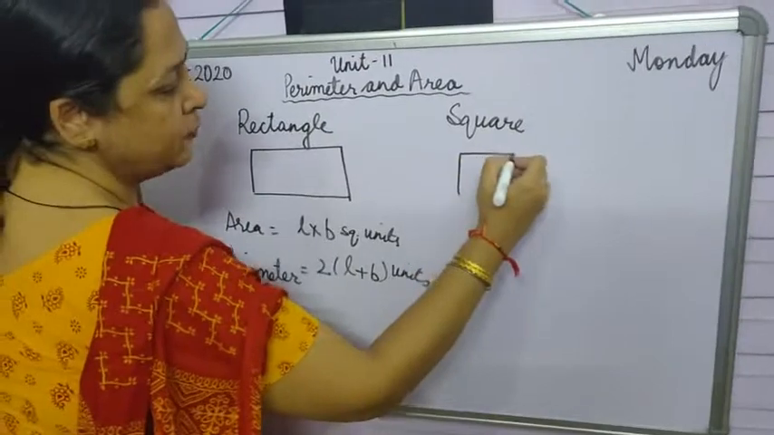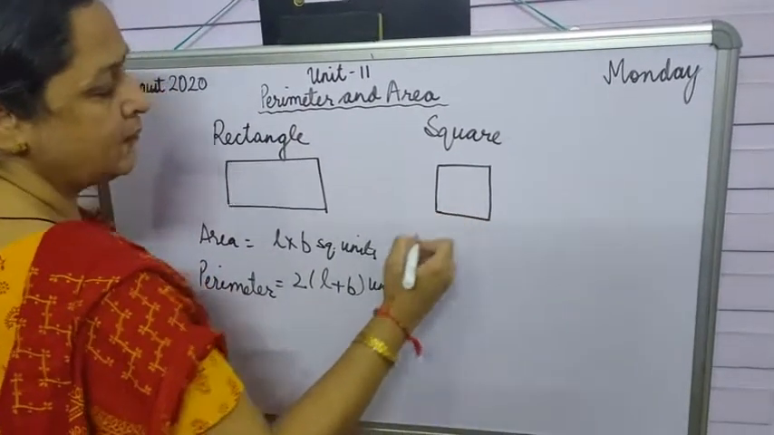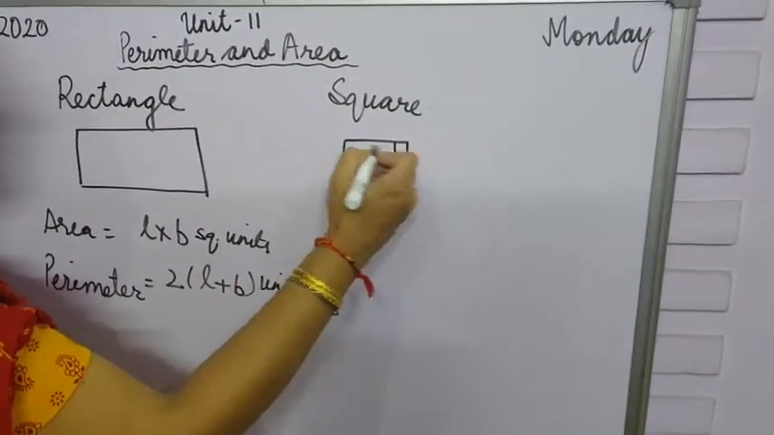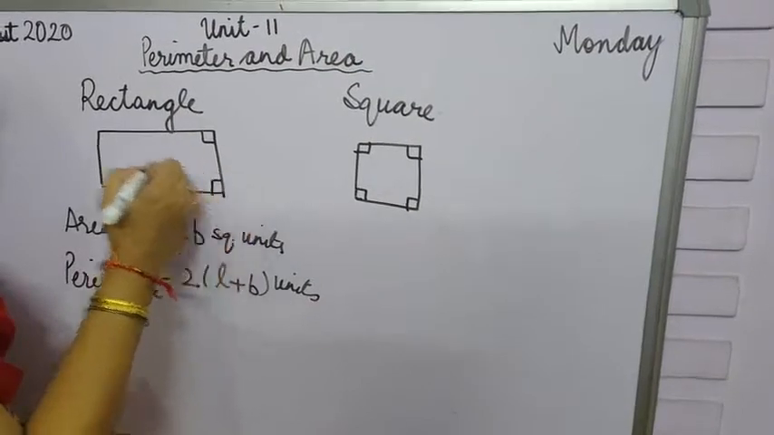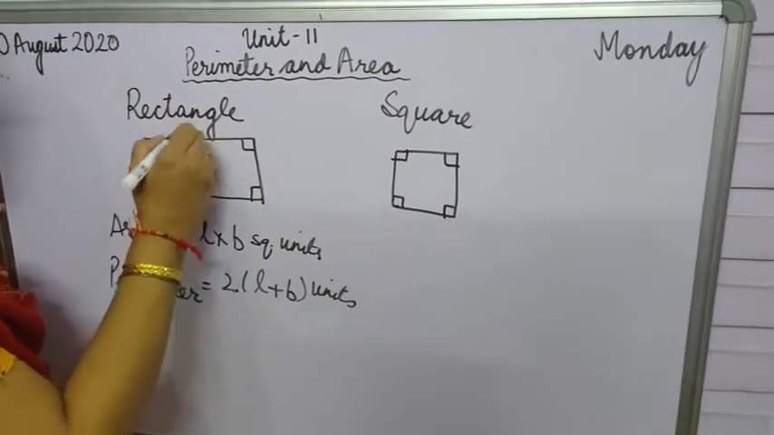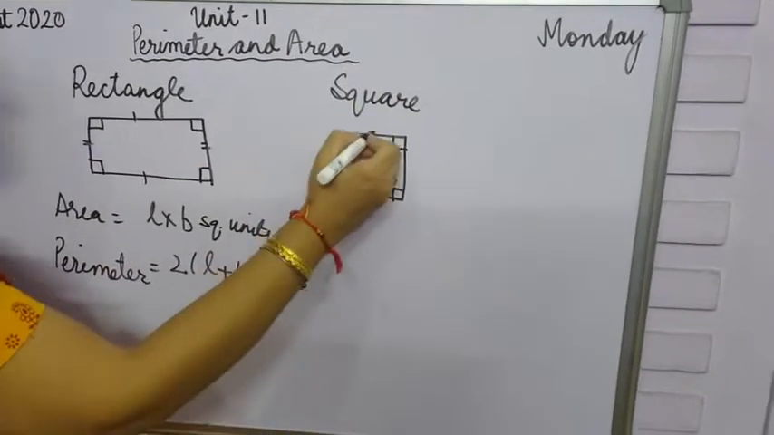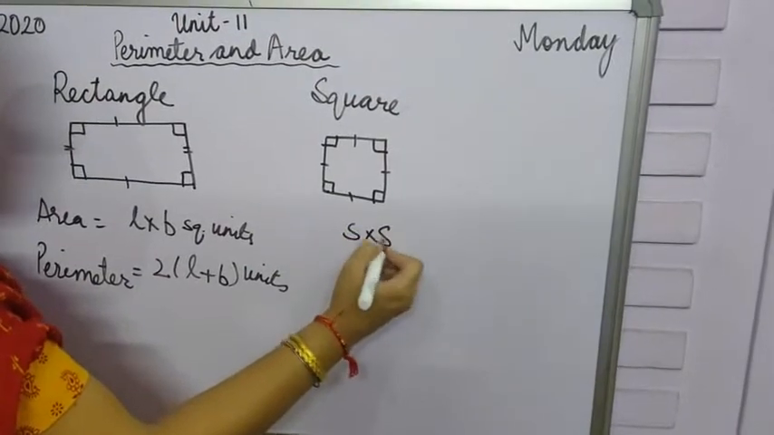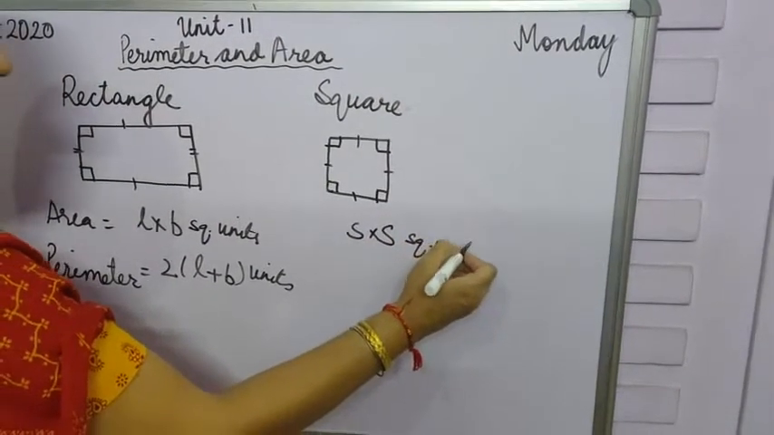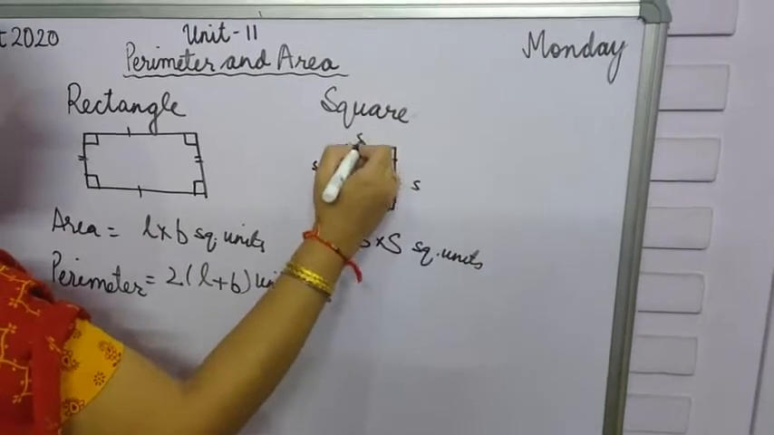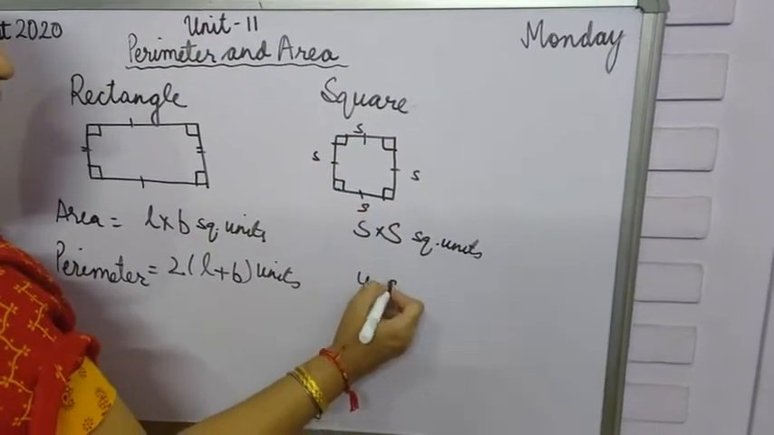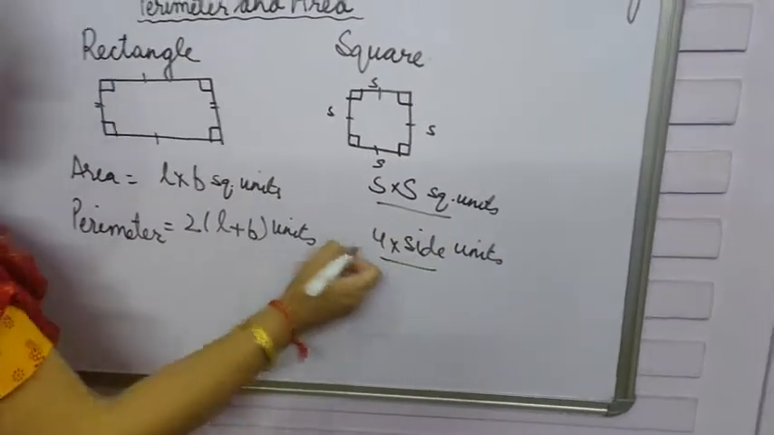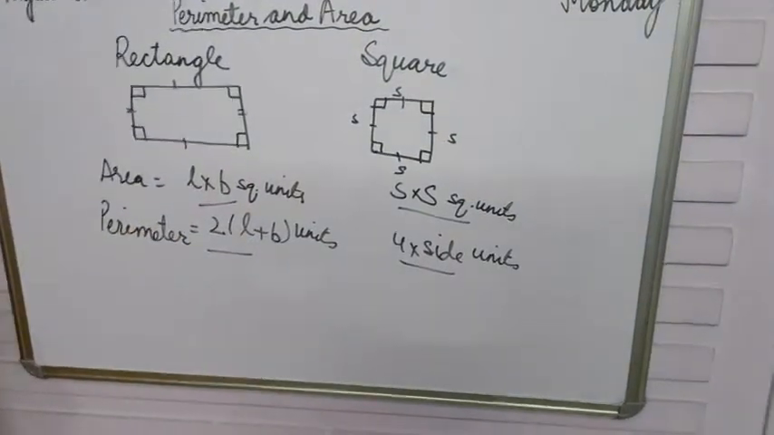Square again is a four-sided polygon having all sides and all angles equal, and here each angle is 90 degrees. In rectangle also each angle is 90 degrees, but all four sides are not equal, opposite sides are equal. But in a square all four sides are equal. So again area is side into side, square units, and since there are four sides and all four sides are equal, its perimeter is 4 into side units. Now these are the formulas which we are going to use in the first exercise.